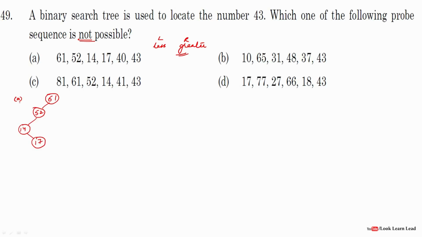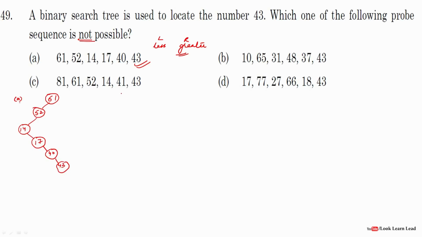40. How we have to check is: 40 is less than 61, so left side of 61. 40 is less than 52, the left side of 52. 40 is greater than 14, so right side of 14. 40 is greater than 17, so right side of 17. And next, 43 is less than 61, less than 52, greater than 14, greater than 17, greater than 40. So yes, this sequence is possible, because by traversing 61, 52, 14, 17, 40 and 43, this sequence is possible.